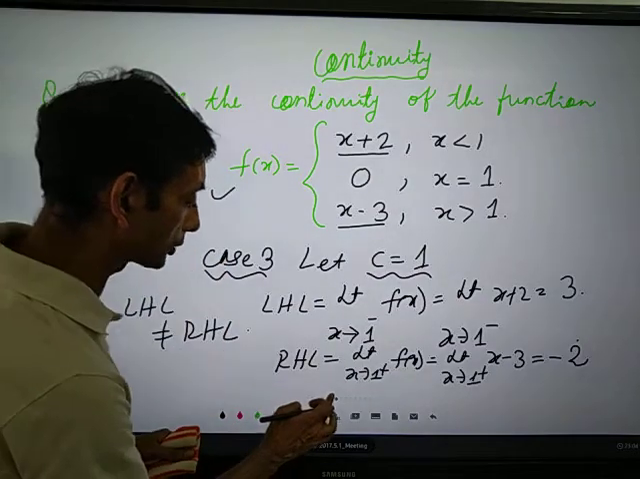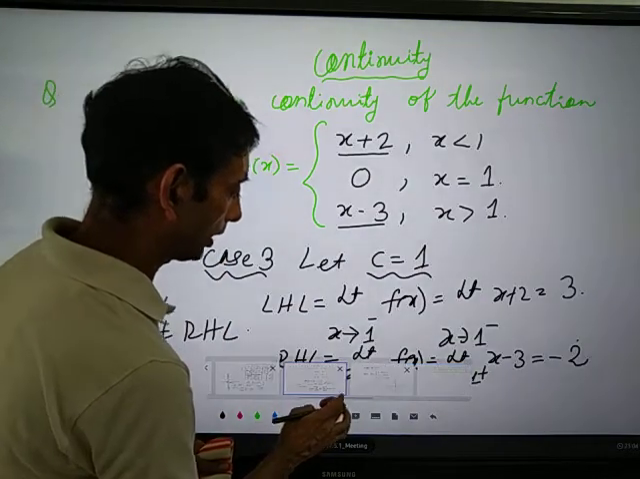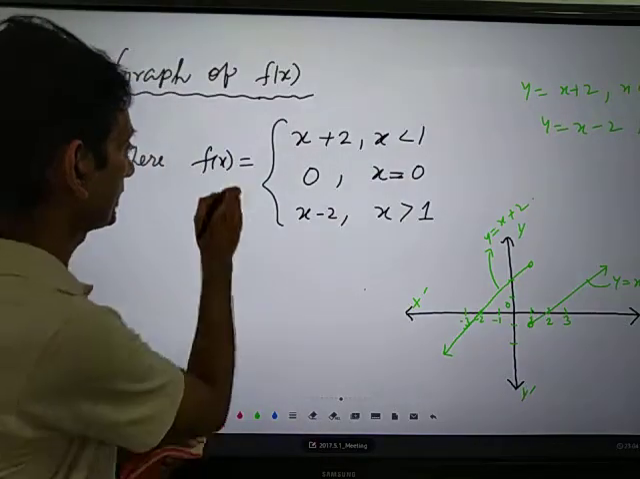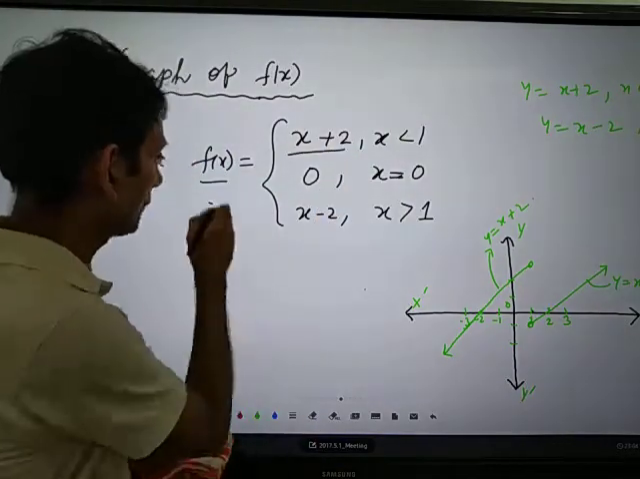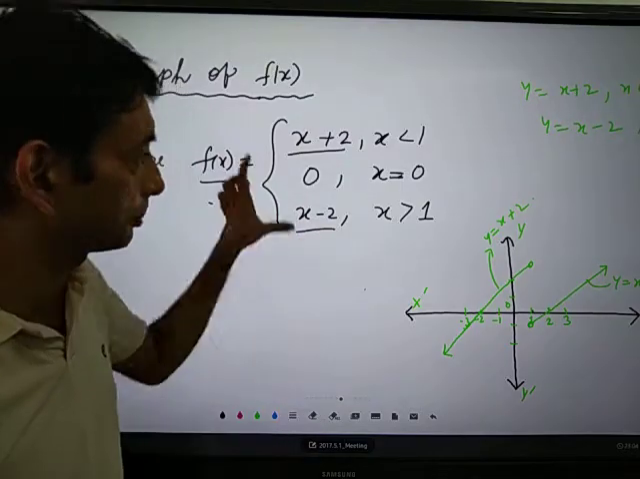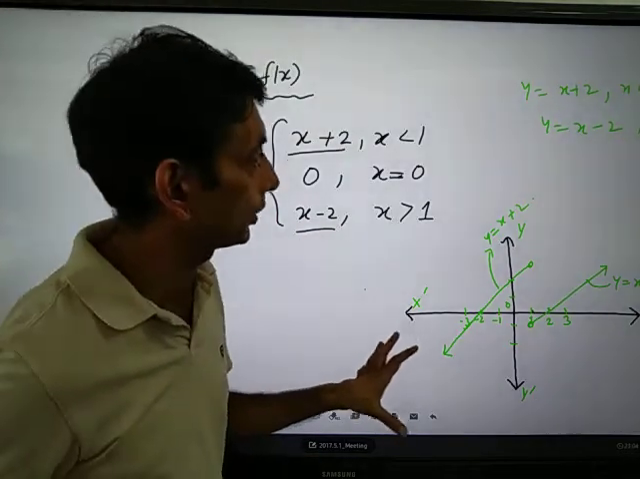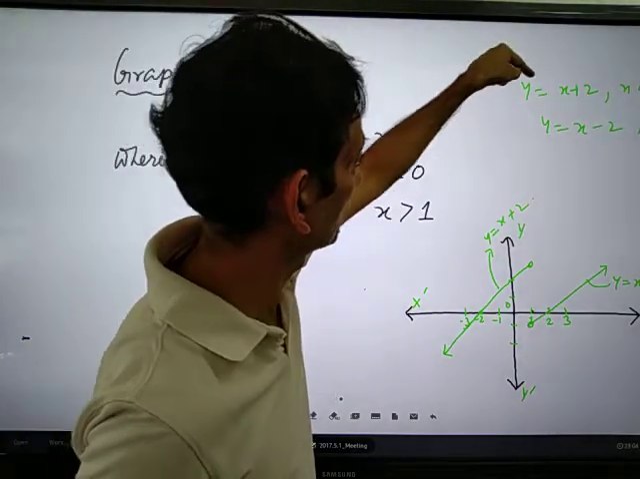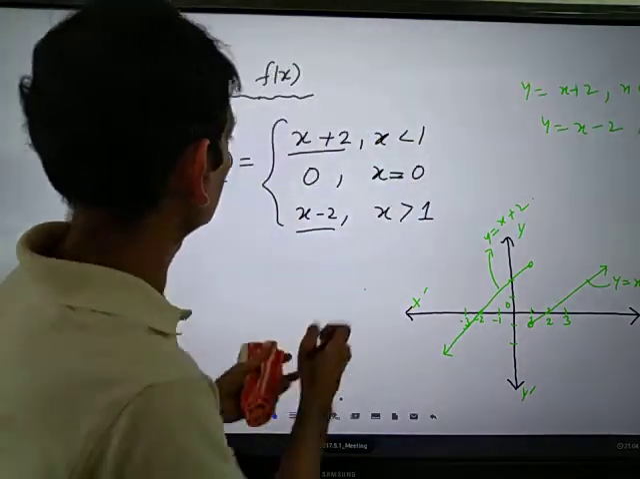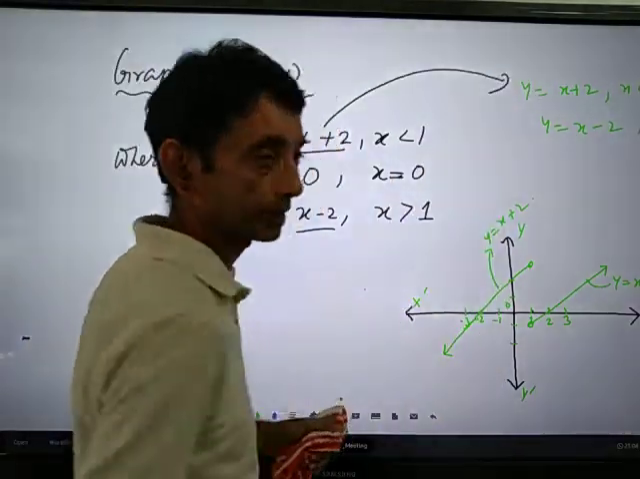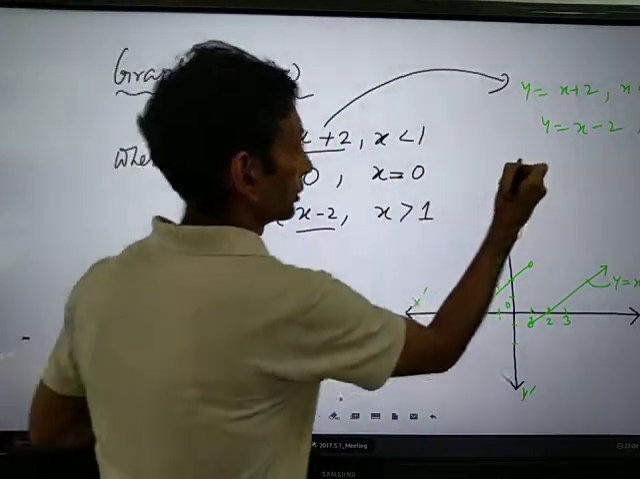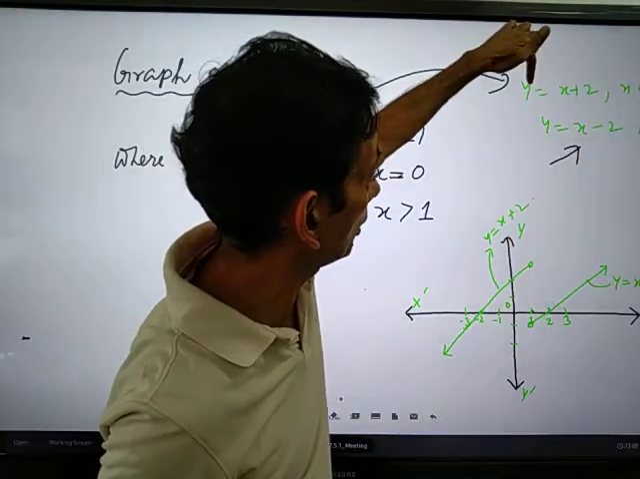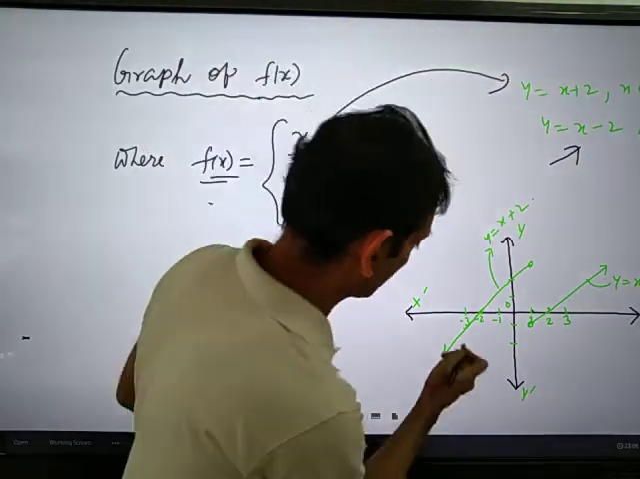So it can also be seen with the help of a graph. If you draw the graph, that is f(x) equal to x plus 2 and f(x) equal to x minus 2, these are simple lines. You can just write y equal to x plus 2 and y equal to x minus 2. If you draw these two graphs, remember this, the moment you draw y equal to x plus 2, I'm talking about this line.